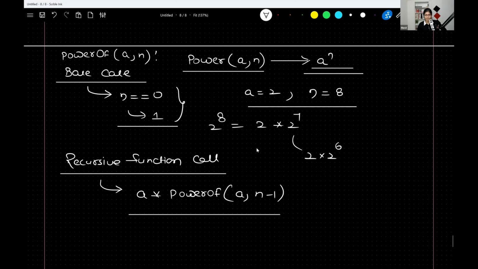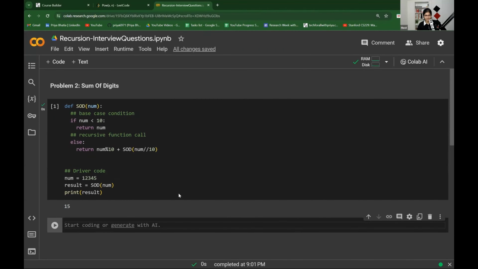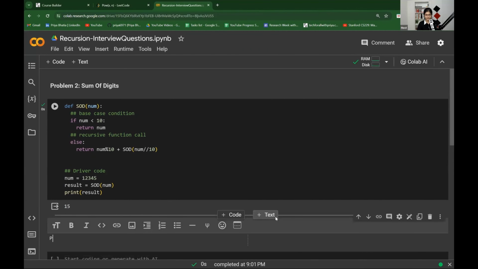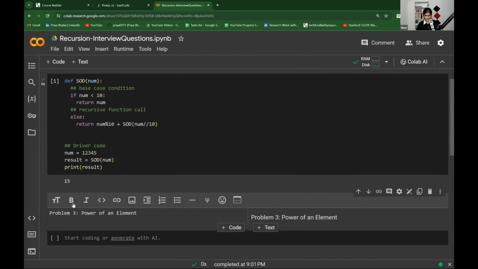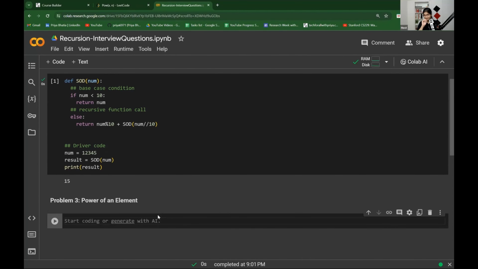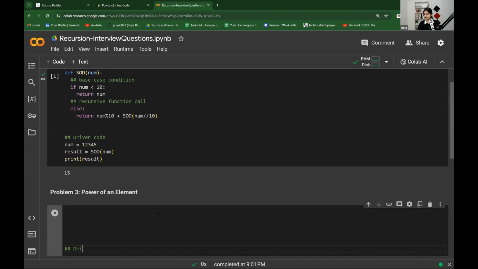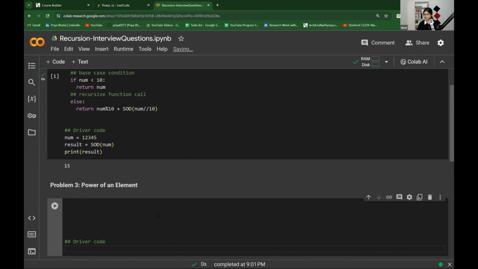Correct? So basically, what we are saying here in this problem number 3, to find the power of an element, we are saying that, let's say, our driver code. Okay, someone has already written it down. Okay, let me copy it directly then.